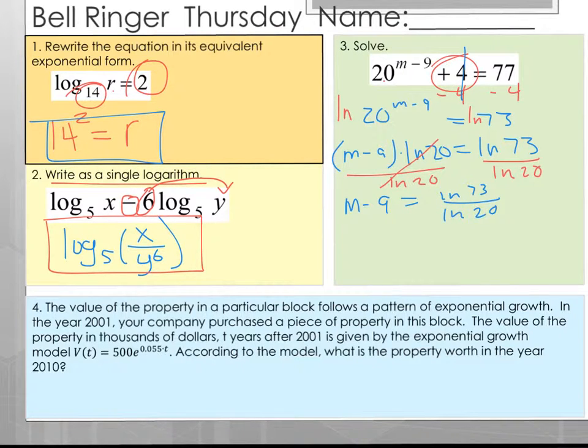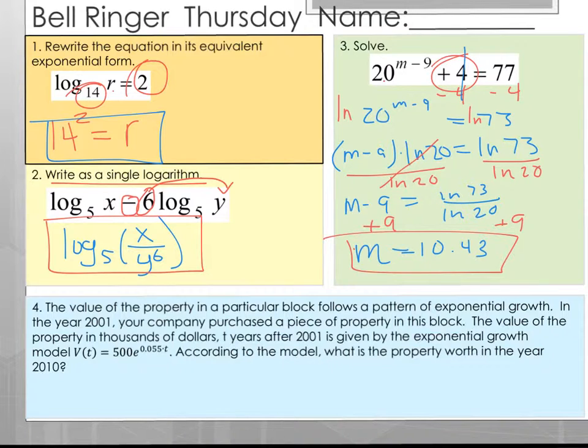And then what we're going to want to do is add 9 to both sides in order to get m alone. So what we end up with is m equals, and then I'm going to put all that into my calculator, and I get m is 10.43. Then of course we would want to substitute that back into our equation just to check it and make sure that our solution is correct.